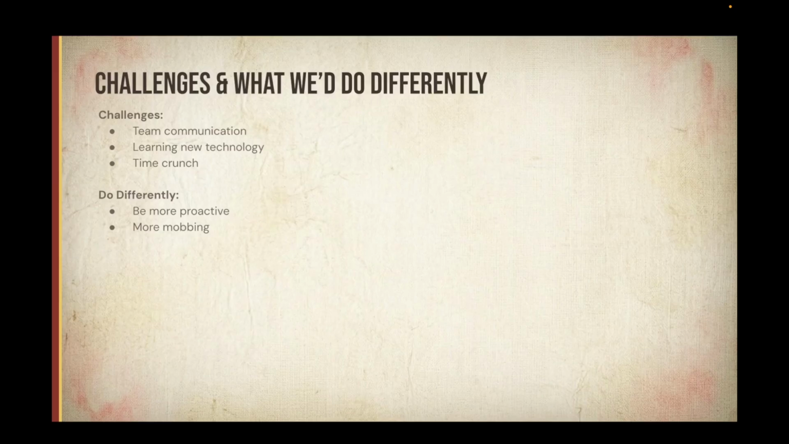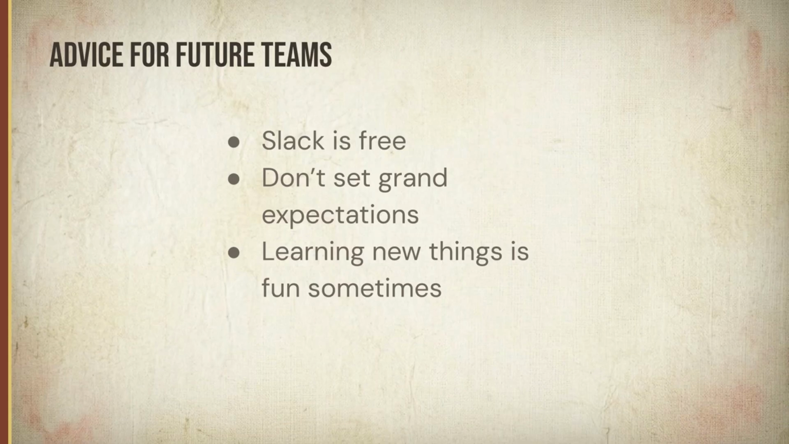What we would do differently is being more proactive and also having more mobbing, so just getting the team together more to make sure that we're more synchronized. Take advantage of Slack to communicate as much as you can. It's actually free to send the messages. You only really have half a quarter to build. Don't get too ambitious with your project features, and you're not supposed to know how to build everything. So don't be afraid to try and build parts that you don't entirely understand.